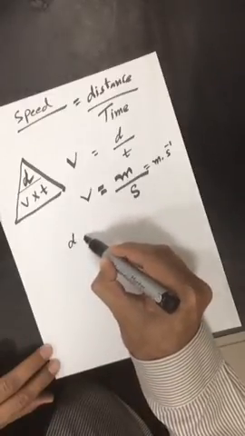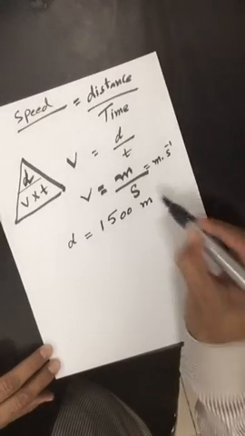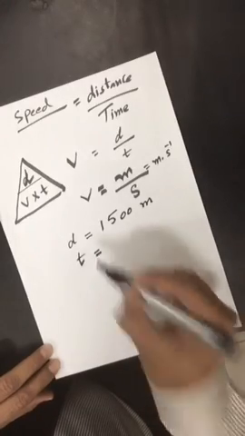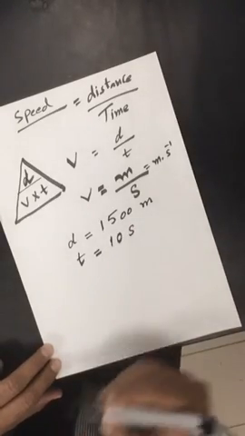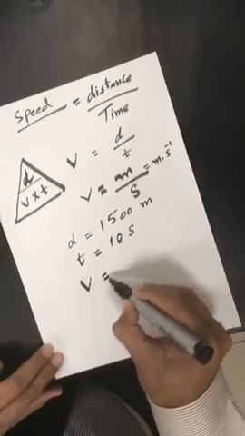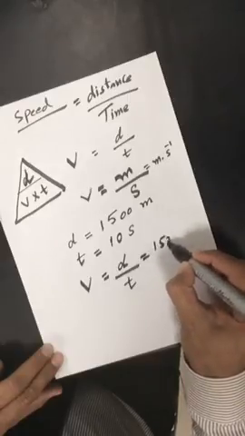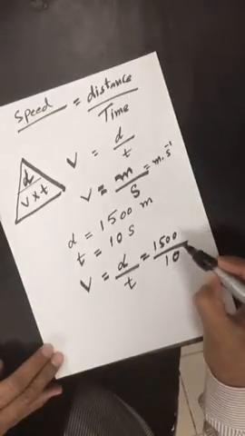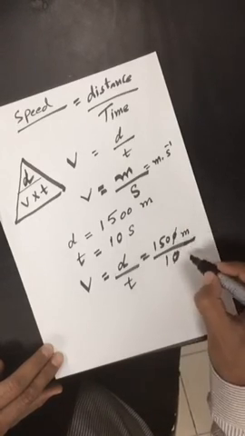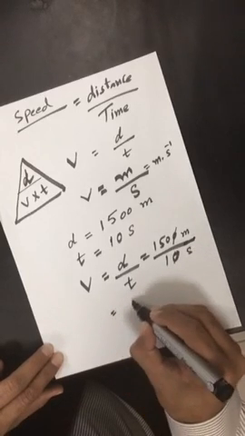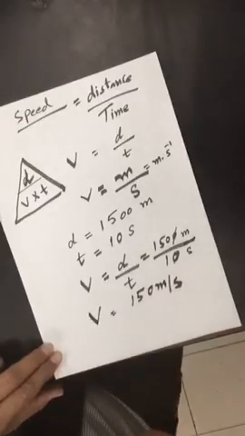Suppose a car covers a distance of 1500 meters in a time of 10 seconds. What will be the speed? Just write the equation: D divided by T. What is D? 1500. What is time? 10 seconds. One zero will cancel. So what is the unit? Here the unit is meter above for distance, and here is second. So what is left? 150 meters per second is the speed of the car.